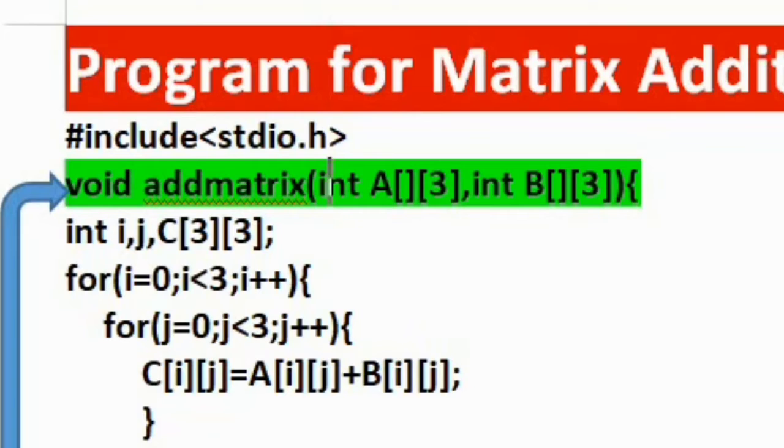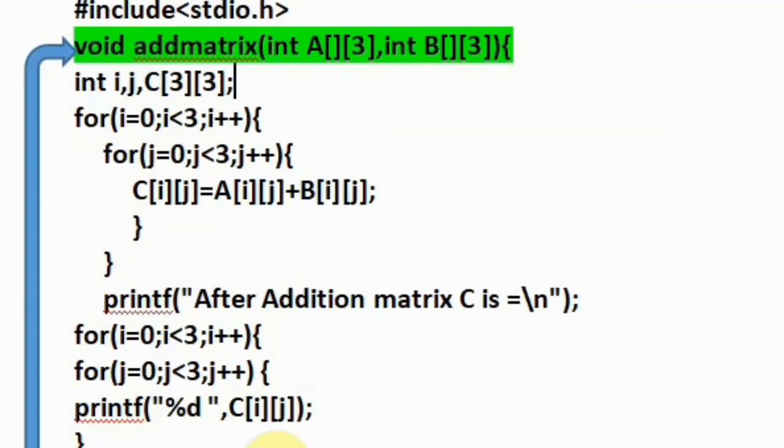For the formal parameters, you can see that when you are working with two-dimensional arrays, the first dimension is optional, but you have to specify the column value. That's why A and B two-dimensional arrays are mentioned with the column value 3. In this function we are declaring two variables i, j, as well as the resultant matrix C, which is of size 3 by 3.